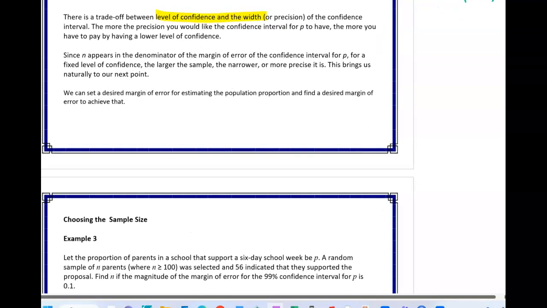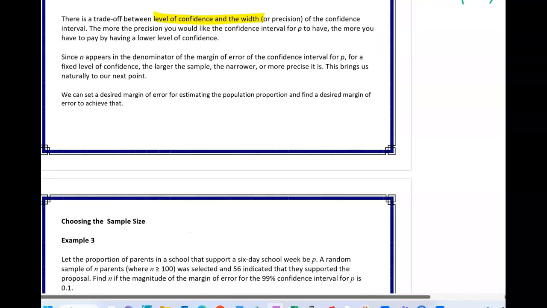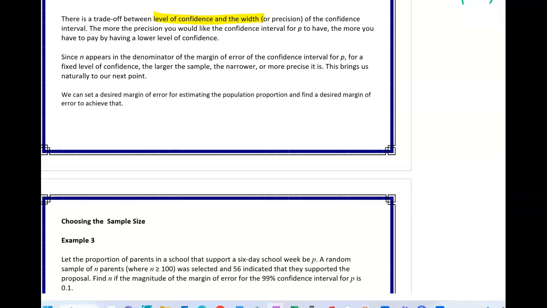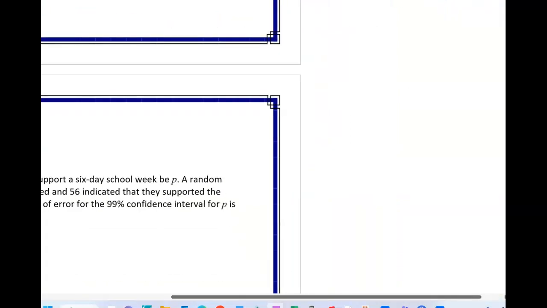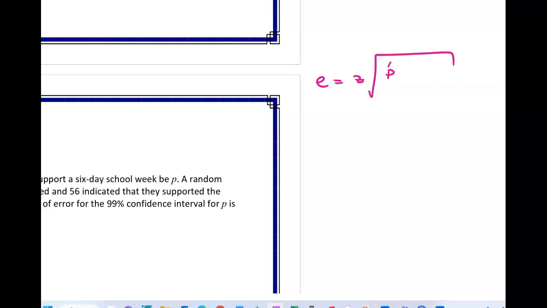Now, in some questions, they want you to solve for n. How many should be in the sample to make sure I don't exceed this certain margin of error at a given level of confidence? And so that's what we're going to have a look at right now. So how do we find n? Well, I said to you before, we can rearrange this equation. So here's an algebraic question for you to do. Rearrange this equation, transposition, so that it gives me n equals. Go.